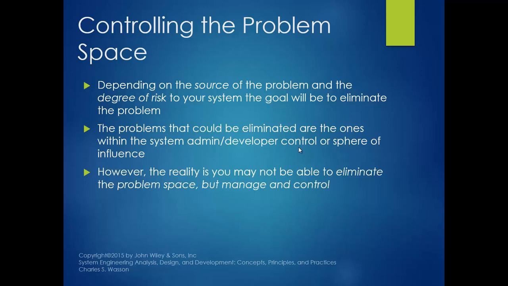Assuming the organization has the proper resources to solve a problem and it's within their sphere of influence and control, the natural tendency is to eliminate the problem. What you wish in an organization is to eliminate any problem. However, the reality is the organization may not be able to eliminate the problem space, but manage, control, and mitigate it, at least so that it's not a risk for the system or for the organization.